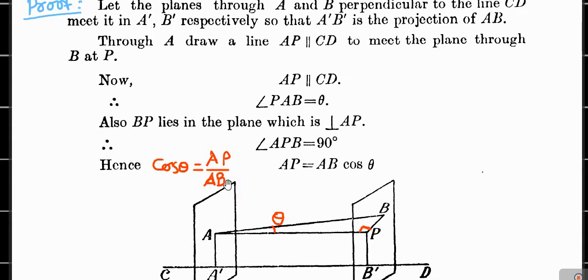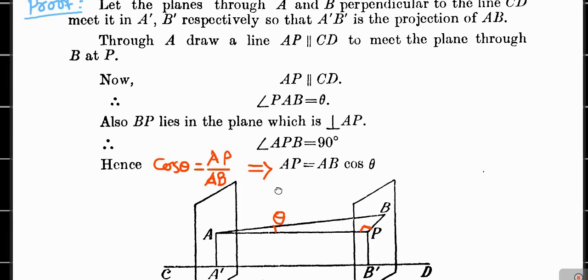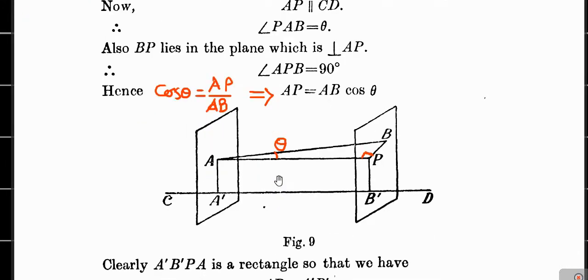And from here, if we transfer AB to the other side, this implies that AP is equal to AB into cos theta. Now we have obtained the distance AP. Again, if you observe in this figure, here we have a rectangle.